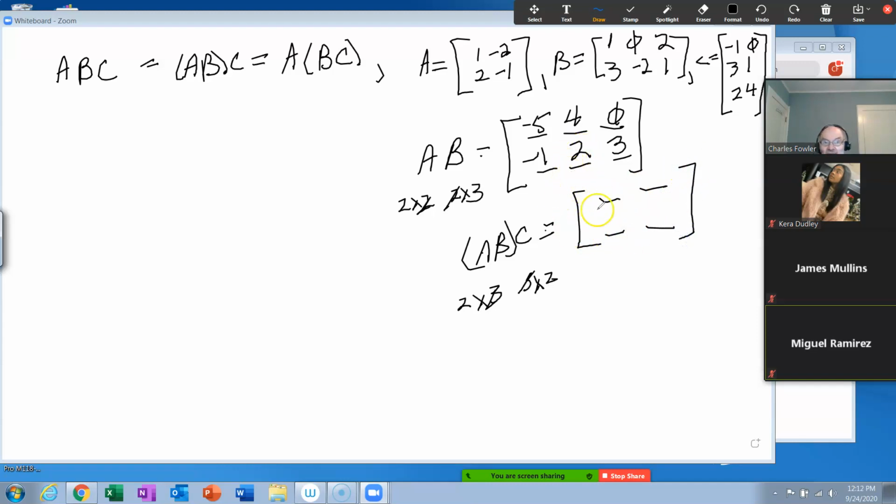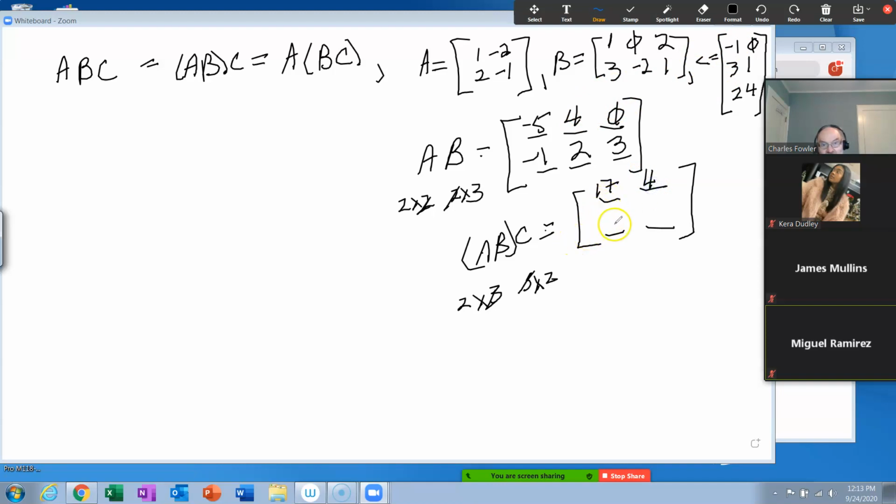So how do we get that? This is the 1, 1 entry here. First row, first column. So it will be the first row of AB times the first column of C. So it will be -5 times -1 is 5. Plus 12 will be 17 plus 0. So that's going to be a 17. The 1, 2 entry here will be first row here by second column here. That would be a -5 times 0 is 0, 4, and then another 0. So that's just going to be a 4.